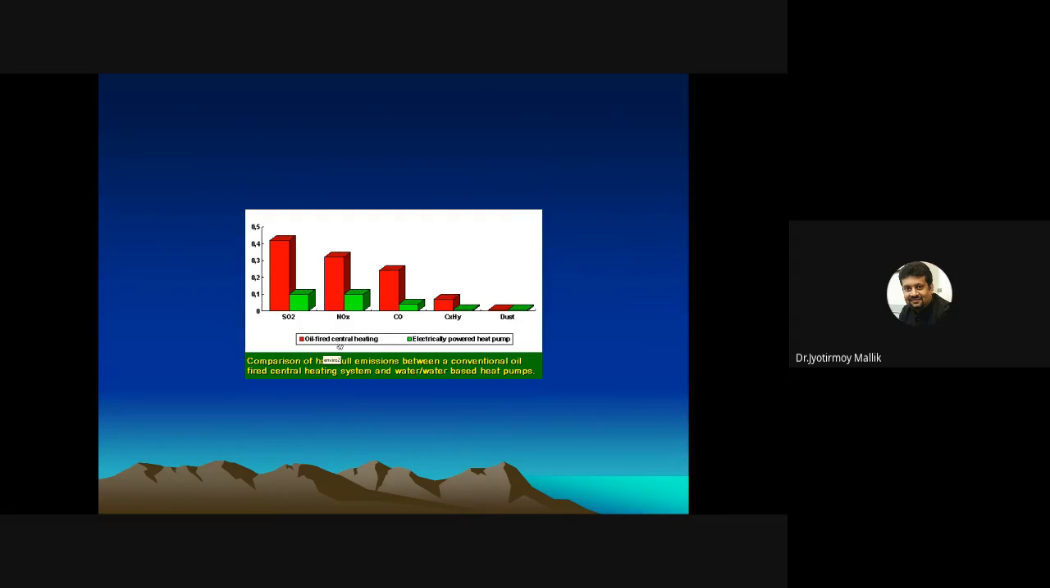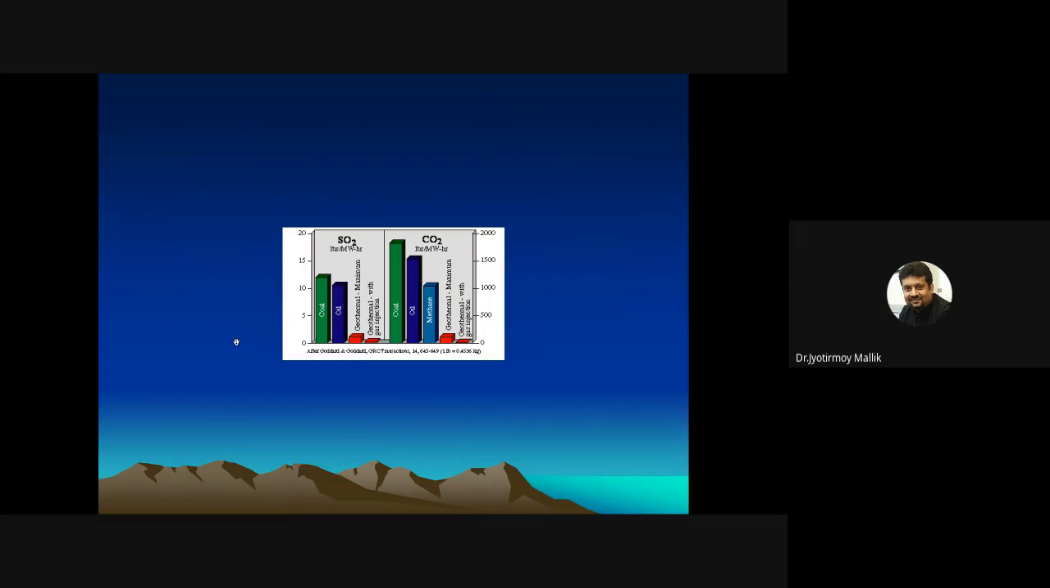It's also the different types of other stuff which is thrown into the atmosphere. It's also very little polluting. The red bar indicates oil field central heating, and electricity powered by heat pump. So really, the moral of the story is that it's absolutely environment friendly.